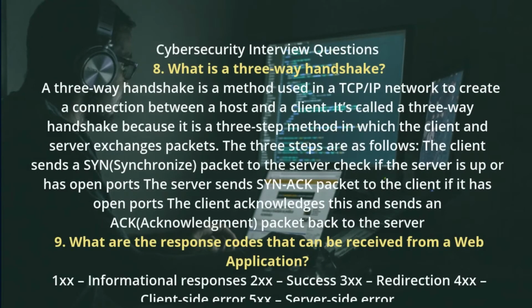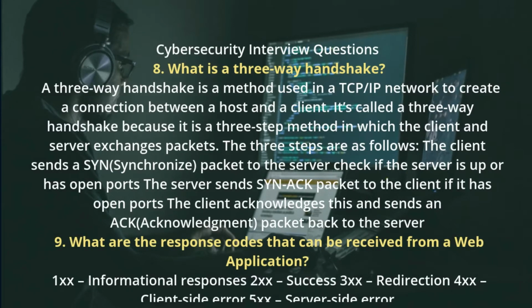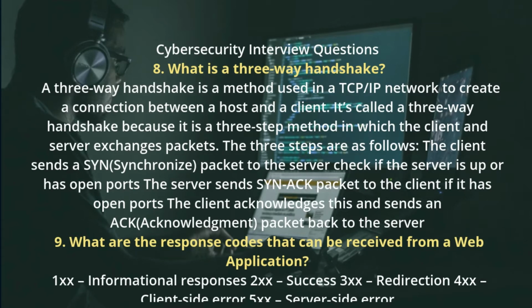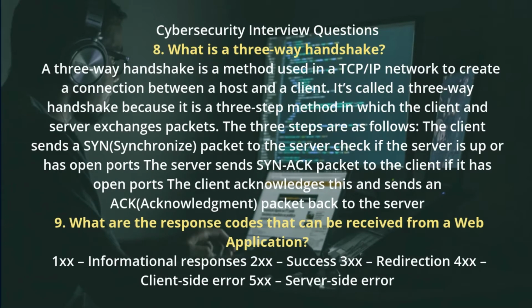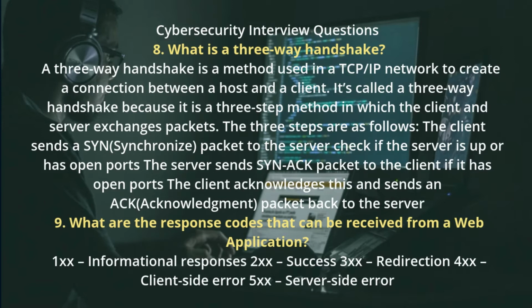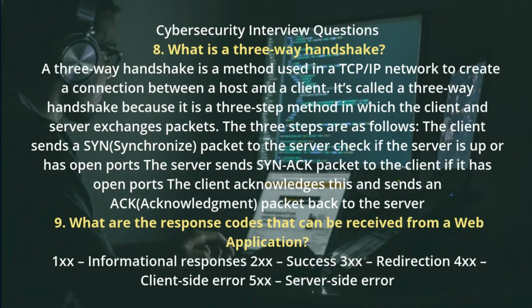Cybersecurity interview questions. 8. What is a three-way handshake? A three-way handshake is a method used in a TCP/IP network to create a connection between a host and a client. It's called a three-way handshake because it is a three-step method in which the client and server exchange packets. The three steps are as follows. The client sends a SYN, synchronize, packet to the server to check if the server is up or has open ports. The server sends a SYN-ACK packet to the client if it has open ports. The client acknowledges this and sends an ACK, acknowledgement, packet back to the server.